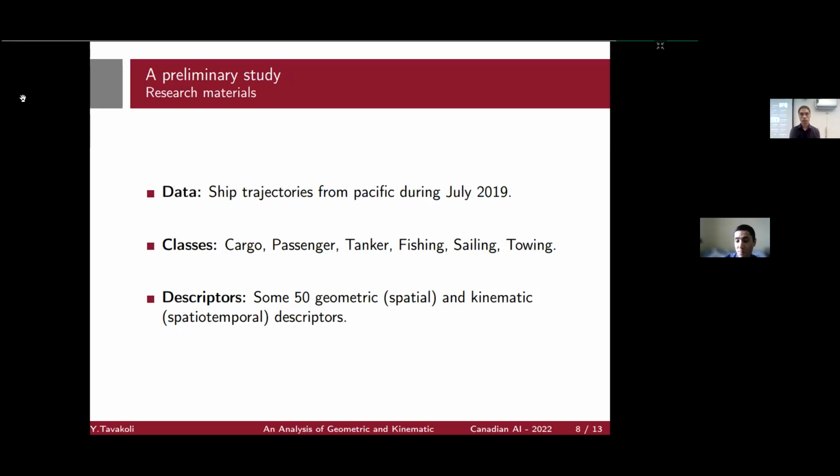The trajectories I've been working on so far belong to ship traffic in the Pacific in July 2019. I included the most common ship types as the labels, and selected a decent size and balanced set of most popular descriptors for simplicity. Now, with that in mind, I can give you a glimpse into the early results.